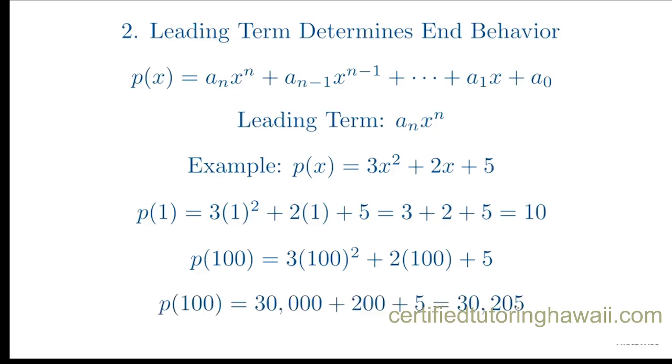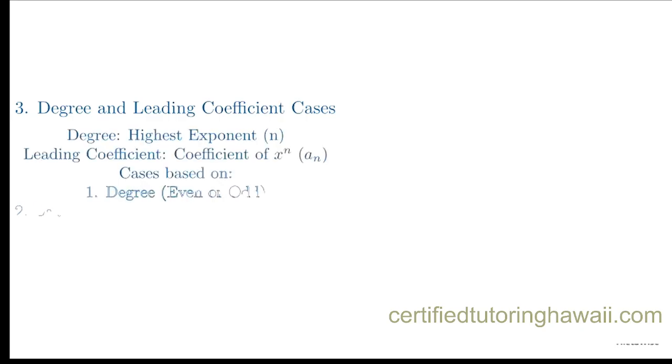So, to determine end behavior, we just need to analyze the sign of the leading coefficient and the degree of the leading term. We can categorize all end behaviors into 4 cases based on just 2 pieces of information: the degree and leading coefficient. These are our degree and leading coefficient cases. Let's first define these terms. The degree of the polynomial is the highest exponent. The leading coefficient is the number multiplied by the term with the highest exponent. We'll be looking at whether the degree is even or odd, and whether the leading coefficient is positive or negative.